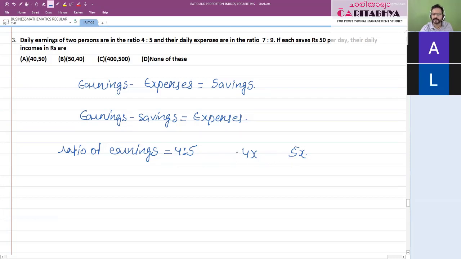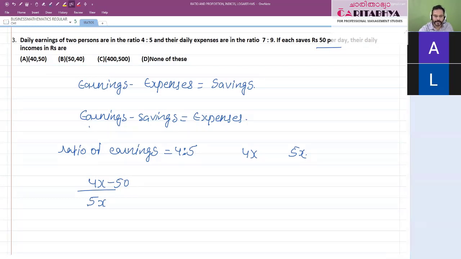The daily expenses are in the ratio 7 is to 9, and each saves rupees 50. So from 4x, subtract 50: earnings minus savings. Both save 50 per day. So 4x minus 50 is the first person's expense, then 5x minus 50 is the second person's expense.